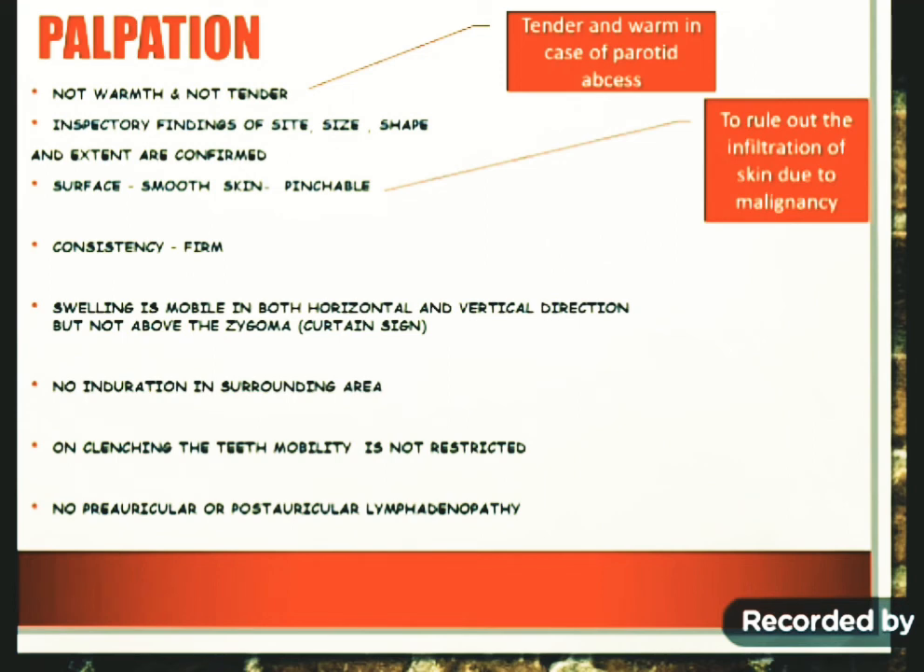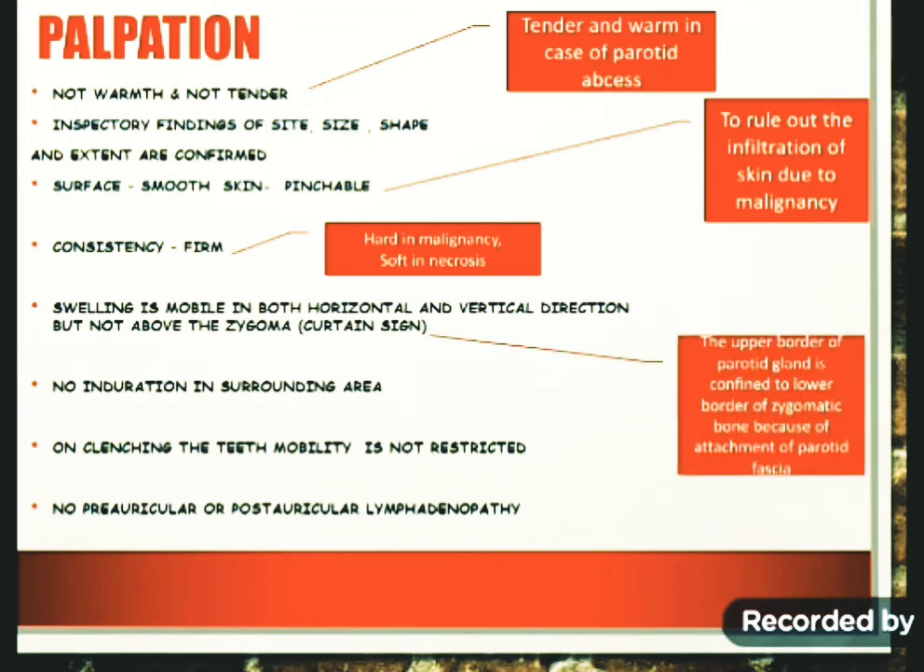Then consistency is firm. This consistency can be hard in malignancy, it can be soft in necrosis, and it can be soft cystic in Warthin's tumor. In pleomorphic adenoma, it is firm. Keep that in mind. Now, the swelling is mobile in both vertical and horizontal directions, but not above the zygoma.